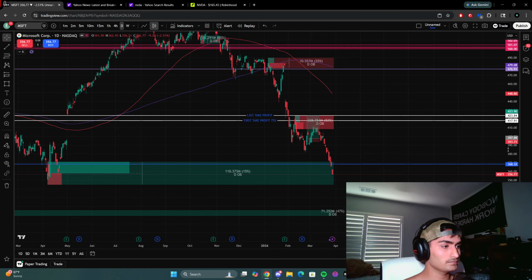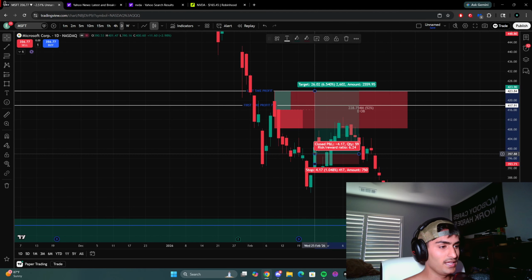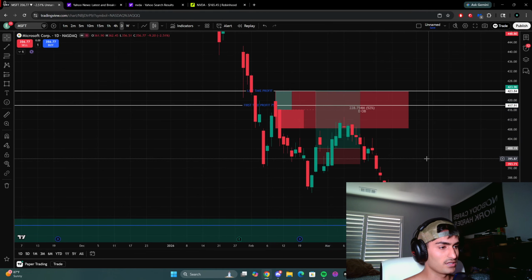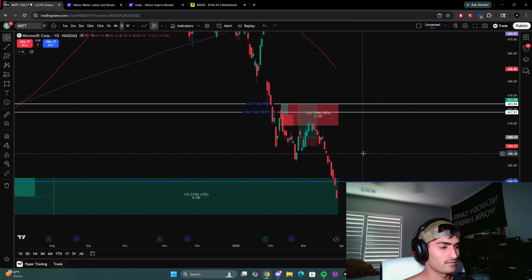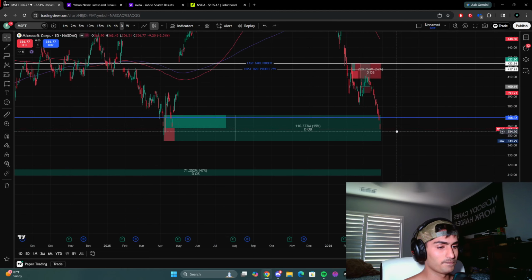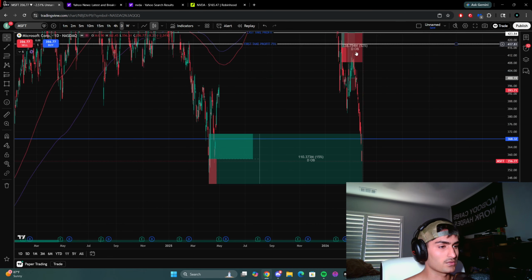And so right here, this is my previous trade. And I actually took profits luckily up here. And we just became super bearish. And so that kind of showed me, okay, I got to wait on this. So this is what I would do for Microsoft. We have this super bullish order block right here. And we have another one below that. That doesn't really give us a whole lot of information. Let's just focus on this one.